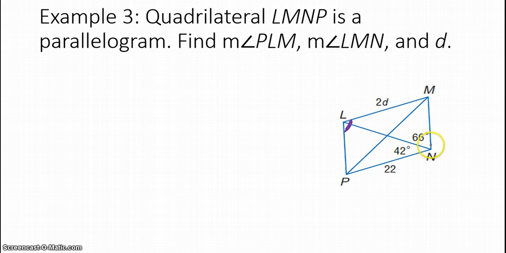It is opposite of this angle down here, which means it is congruent, and I know that pieces of them are 42 and 66. So if I add the 42 plus the 66, I get 108. So I know that the measure of angle PLM is 108 because it needs to be congruent to the measure of angle PNM, this one down here, since they are opposite.